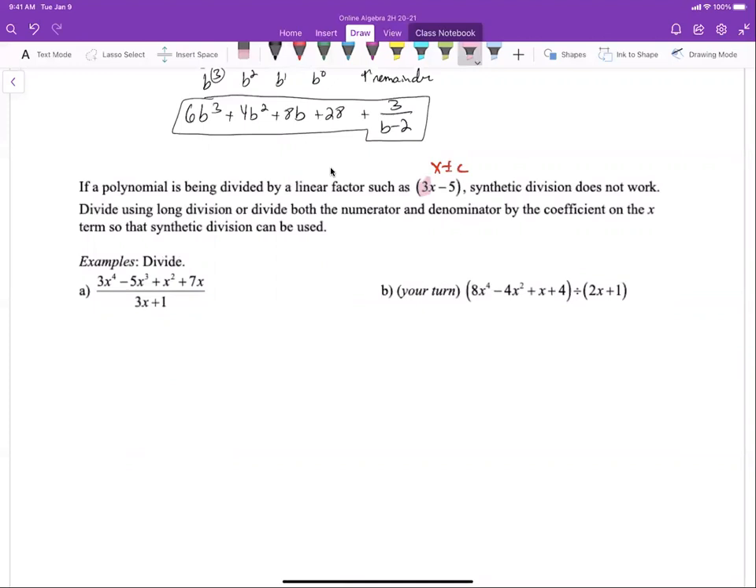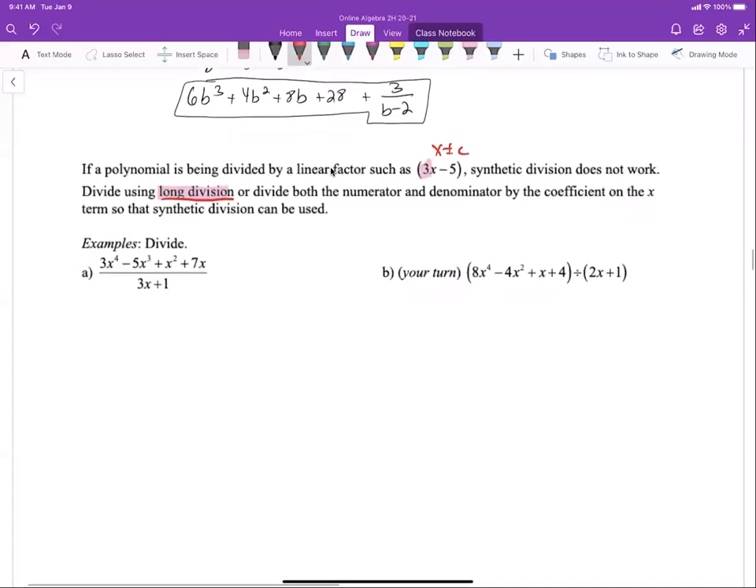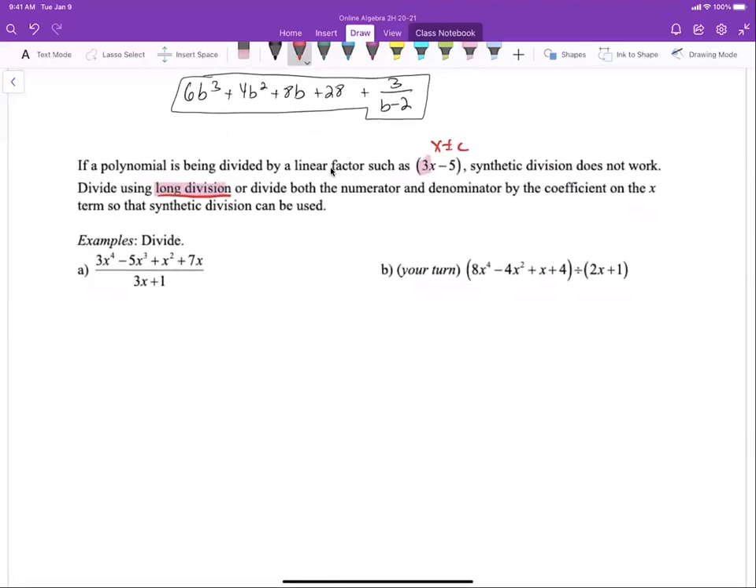We have two choices in that situation. We can divide by using long division, or divide the numerator and denominator by the coefficient on the x term, and if we do that, we can then use synthetic division. It's recommended to use long division in this situation, but since we're doing synthetic division, we will show you how to do it with this process.